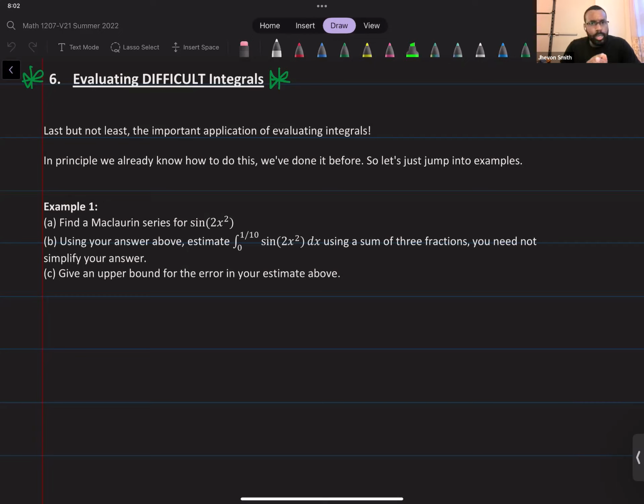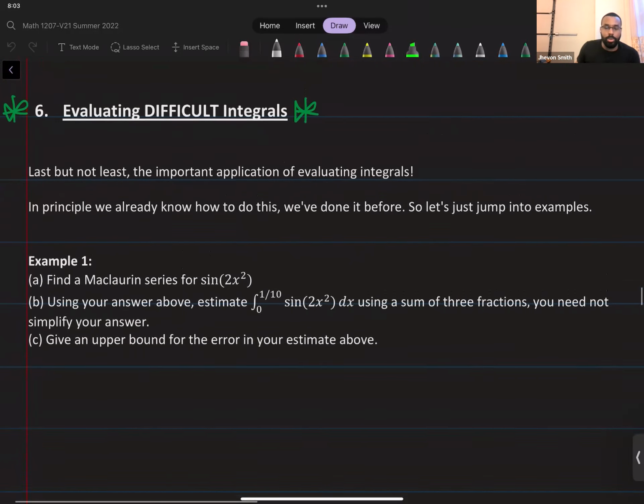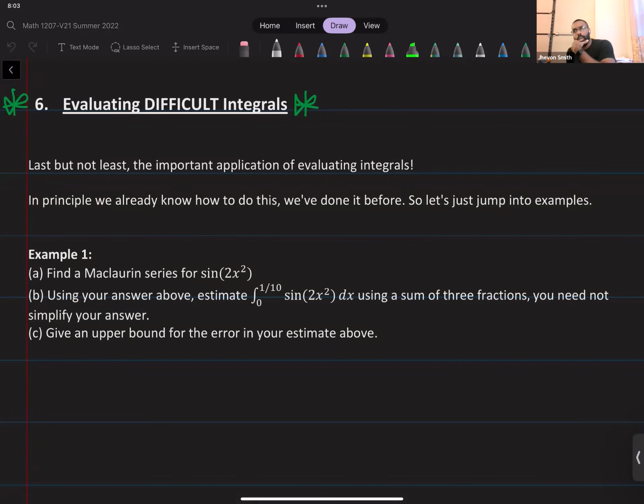So ultimately, we want to approximate a definite integral for a function that we don't know how to integrate, and we sort of want to know how good our approximation is at the same time. So it starts out, and part A might not be something that I ask you to explicitly do, but the moment that you see an integral like the one expressed in part B, you would know that it's impossible to integrate, so I would probably need series here. That's what we're going to do. We're going to start out with finding the Maclaurin series for sine of 2x squared, which is actually not going to be that bad because it's a sine function.